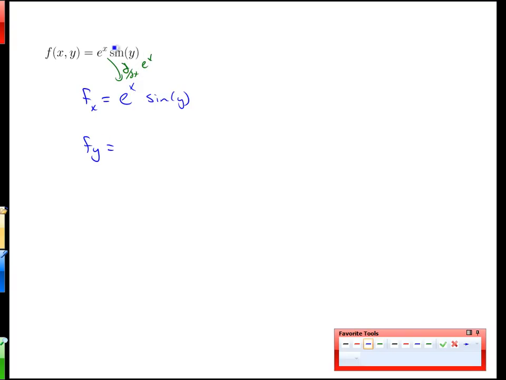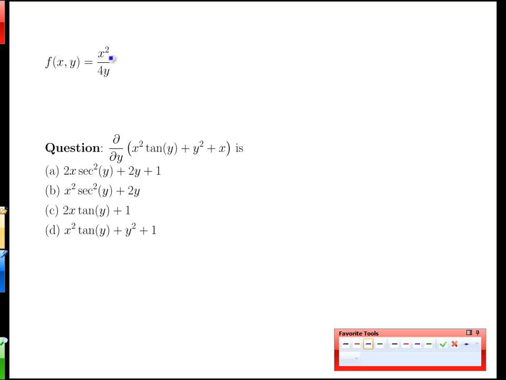The y derivative will look a little more interesting because this time the e to the x is the constant part. X is treated as a constant when we're taking the y derivative, and then we have sine of y. The derivative of sine of y is going to be cos of y. Notice there's no product rule being used here because we always have a constant times a function of our variable. So we don't need the product rule here for these particular instances.